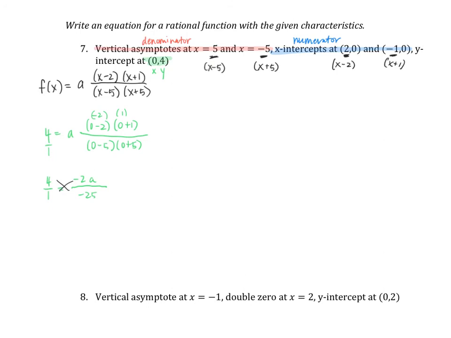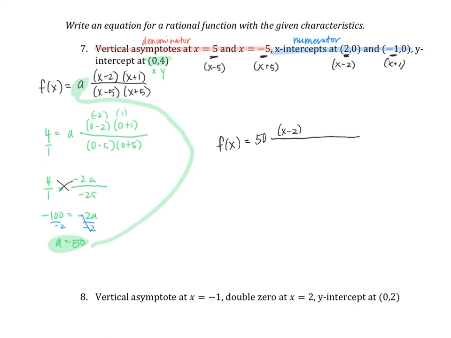So you'll have negative 25 times 4 is negative 100. 1 times negative 2a is negative 2a. You're going to divide by negative 2. And so then you'll get a equals 50. Okay, so now you're going to use this 50 and plug it in here. Everything else will be the same. So you're going to have f of x equals 50 times x minus 2, x plus 1 over x minus 5, x plus 5.